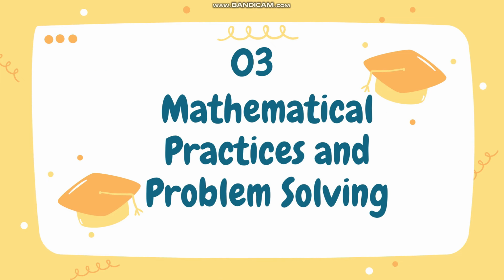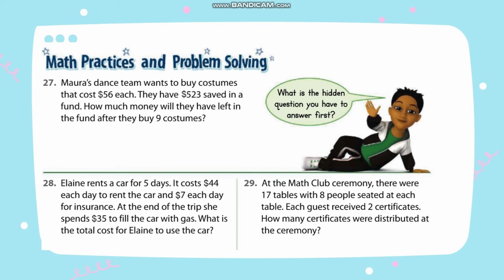Now, let's answer the mathematical practices and problem solving. Maura's dance team wants to buy costumes that cost $56 each. They have $523 saved in a fund. How much money will they have left in the fund after they buy 9 costumes?